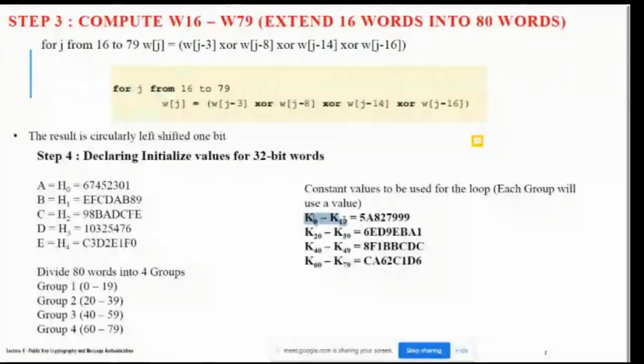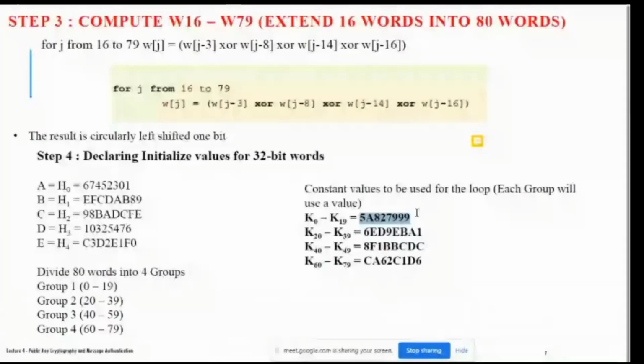From 0 to 19, that is, i equal to 0, i equal to 1, i equal to 2, i equal to 3, up to i equal to 19, the first K value will be used. Then the i value changes. If i is 20, 21, 22, 23, 24, up to 39, the next value will be used. Then for 40, 41, 42, up to 59, another value will be used. So every 20 iterations, the value of K will be changed.